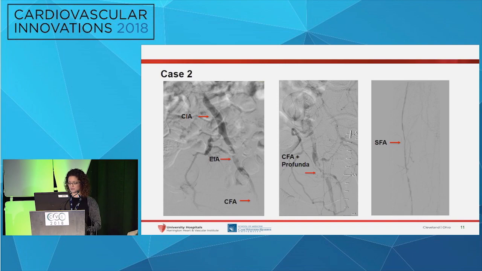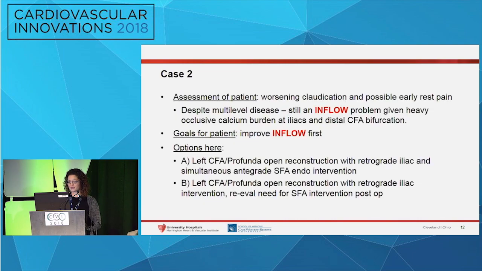heavy calcific disease. So for me, again, this was a patient who had worsening claudication and early rest pain, multi-level disease, and my goal was to get inflow, given the heavy burden of calcium at the iliacs and the common femoral artery bifurcation. So lots of ways to think about this case, but for me, I really just had two.